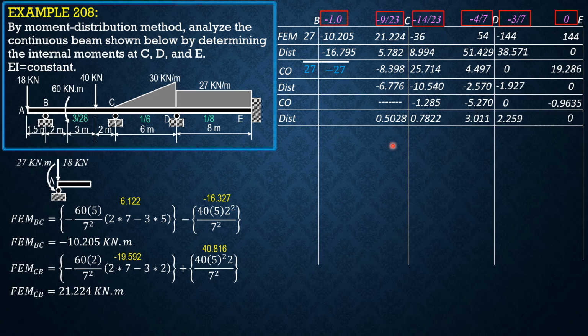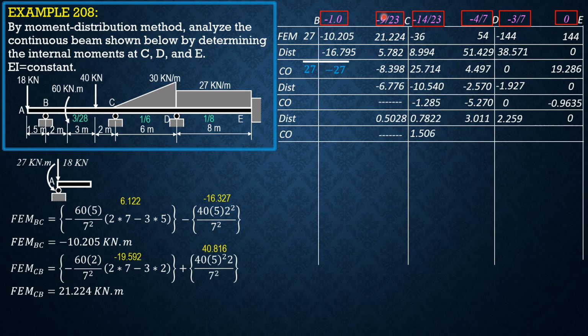Carry over, so again here none. 3.011 over 2 is 1.506, 0.7822 times 0.5, 0.3911. Then half of 0, 0, half of 2.259, 1.130. Then distribute.